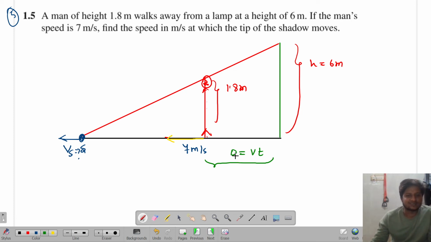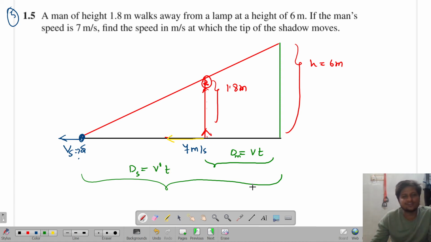This is the distance of the man, but the shadow at the same time also travels with a different speed. This distance of the shadow has a different speed v prime, but what is similar is the time of traveling. Is it similar or not?